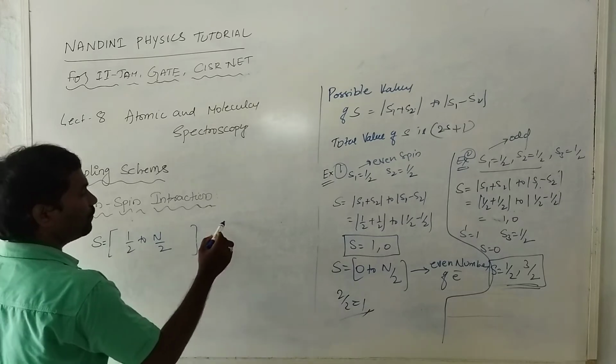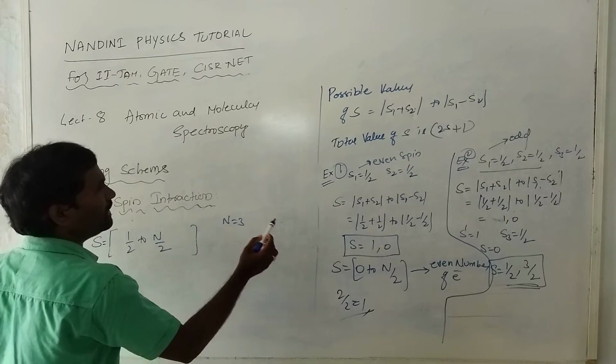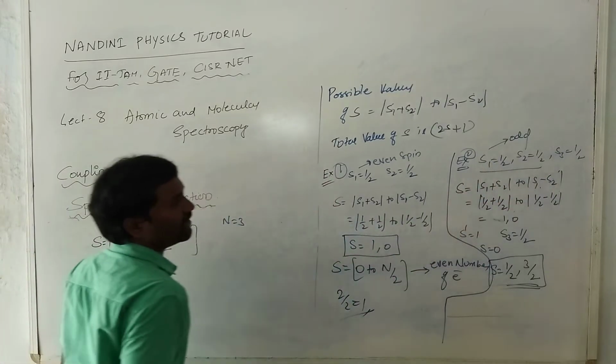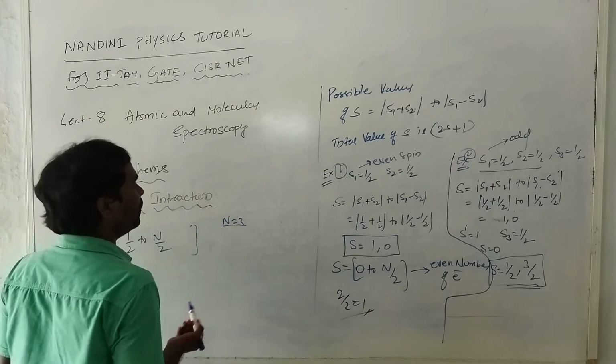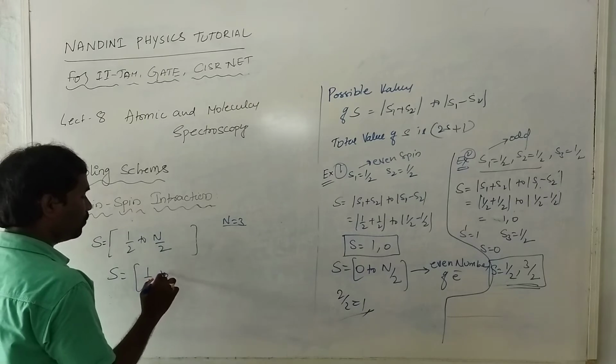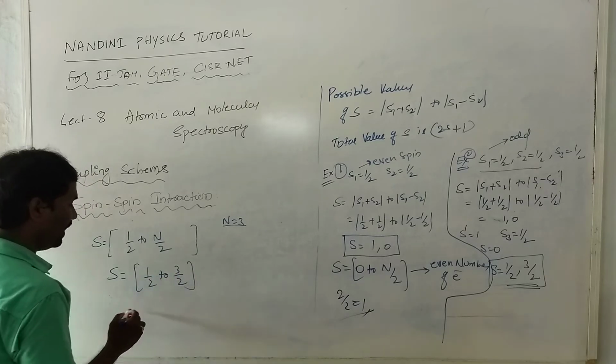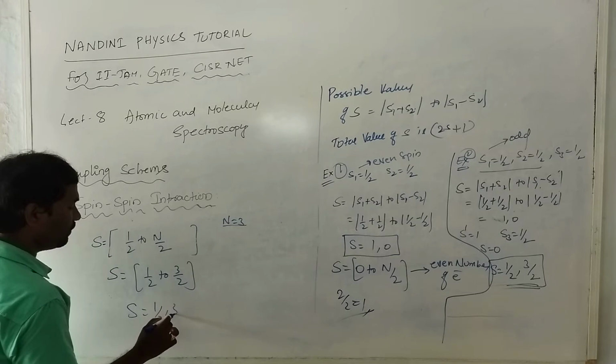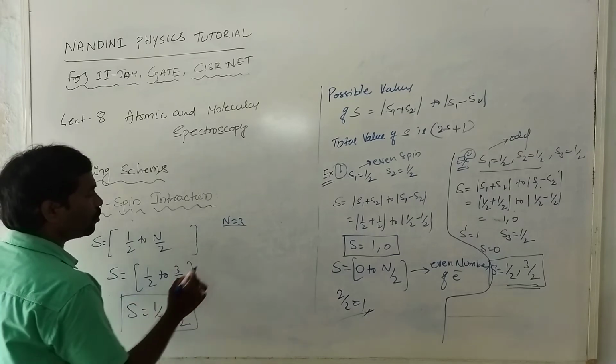Suppose you consider n equal to 3, meaning I am considering 3 states S1, S2, S3. Then for n equal to 3 you simply write S equal to 1 half to 3 by 2. So you get S equal to 1 by 2 and 3 by 2. So this is a shortcut trick.